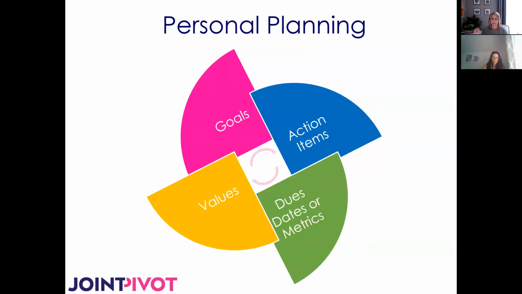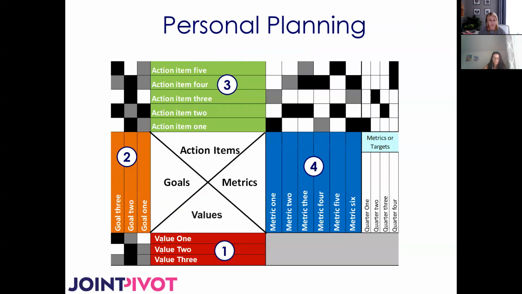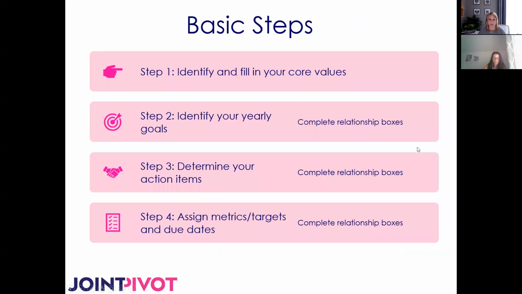So again, personal plans, what are your values first? Then you're going to identify what your goals are. Then you're going to understand what action items you need to do to get those goals completed, and then what due dates or metrics you'll need to be able to see. So same thing that we saw previously, your values are moving down into your red slot, your goals move into your orange, your action items move into your green, and your metrics move into your blue. And then I had my timing of my quarter 1, 2, 3, and 4 here over on the side. So same basic steps as we took previously.